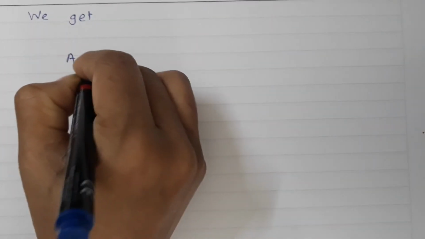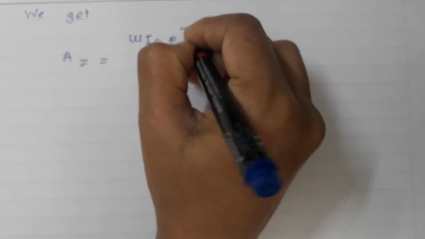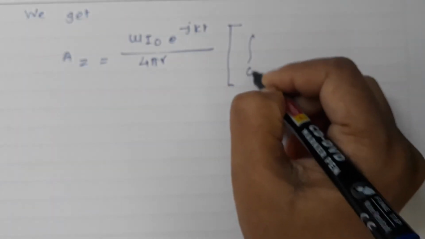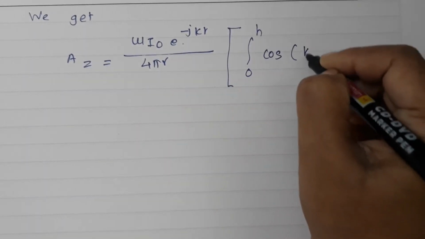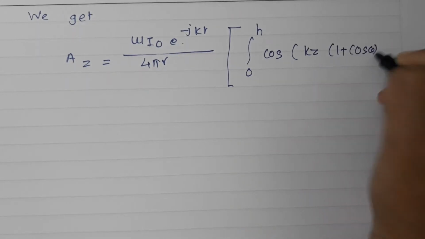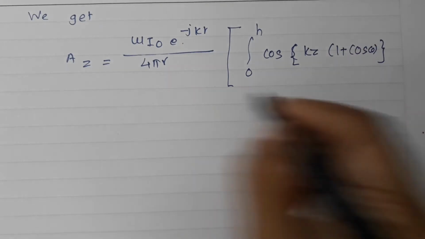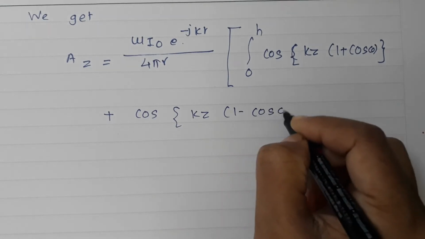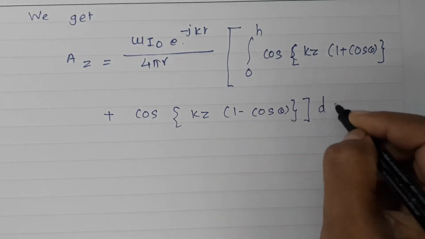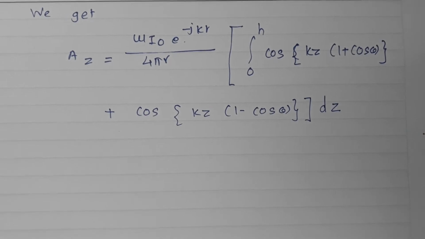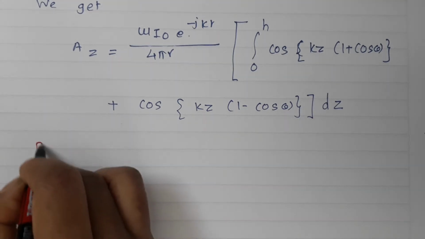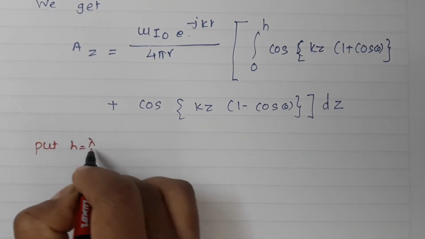So here we can get Az = μ I0 e^(-jkr) / 4πr, integral from 0 to h of cos(kz)[(1 + cos θ) + cos(kz)(1 - cos θ)] with respect to dz. Now we'll solve this particular integral, putting h equal to λ/4.